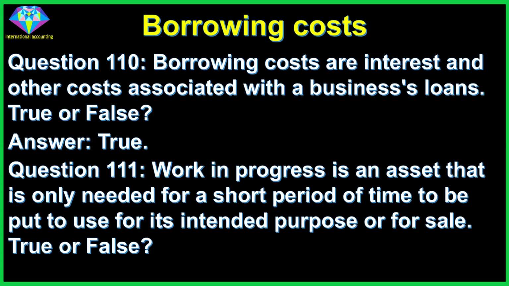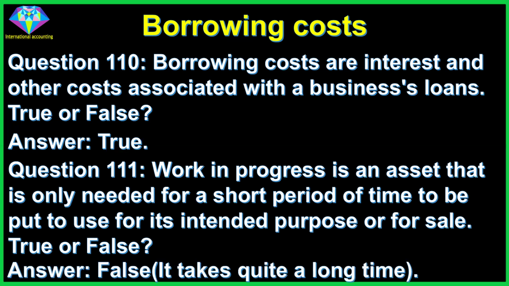Question 111. Work in progress is an asset that is only needed for a short period of time to be put to use for its intended purpose or for sale. True or false? Answer: false. It takes quite a long time.